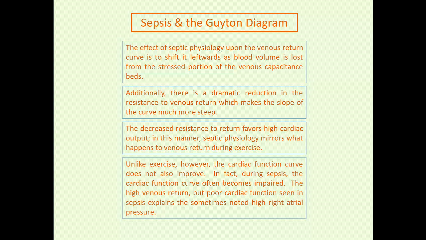So herein lies the problem with sepsis. You're kind of bolusing the right heart from the septic physiology, opening the floodgates, decreasing the resistance to venous return. You're augmenting flow to the right heart, but the septic cardiomyopathy that can be seen above and beyond any of the patient's underlying comorbid cardiac issues can really stress the heart. And so the poor cardiac function that's seen in sepsis can sometimes explain the initially noted high right atrial pressure.